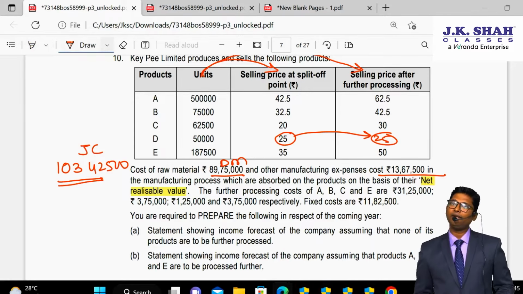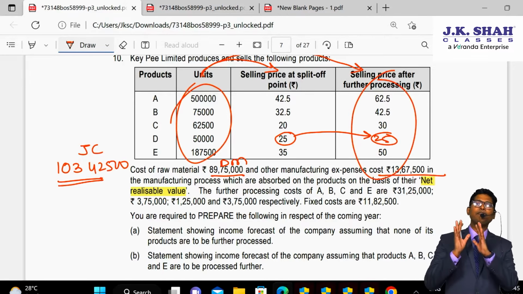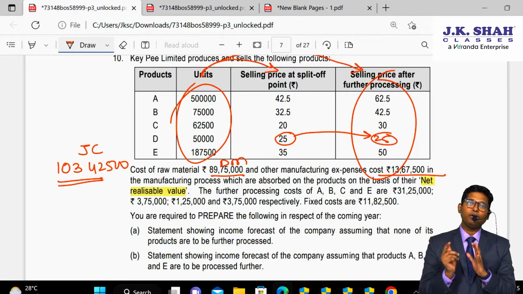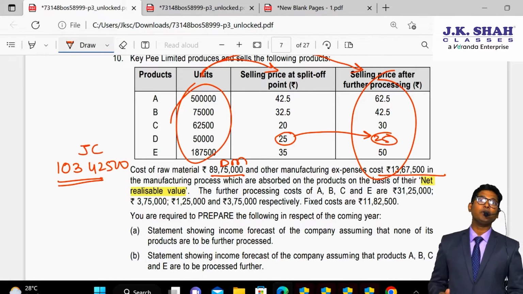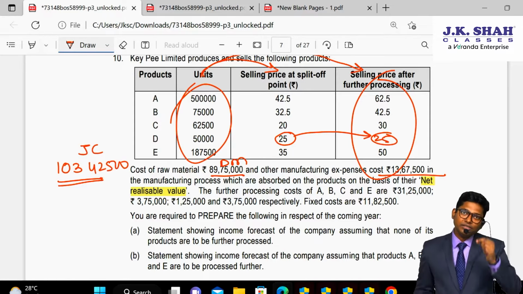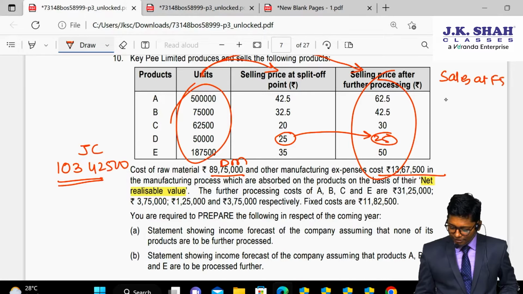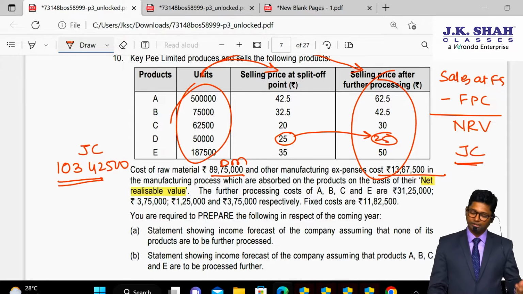What is the meaning of net realizable value? When you multiply all these units with the final selling price, you will be getting final sales value, correct? From final sales value, if you deduct further processing cost, the balance available with you is called NRV, and NRV stands for net realizable value, and on the basis of NRV you should apportion the total joint cost of 1 crore 3,42,500. So for the NRV method, first you should consider sales at the final stage. From that you should deduct the further processing cost, calculate the NRV, and use NRV's ratio for the apportionment of joint cost. This is what we are going to present in class.